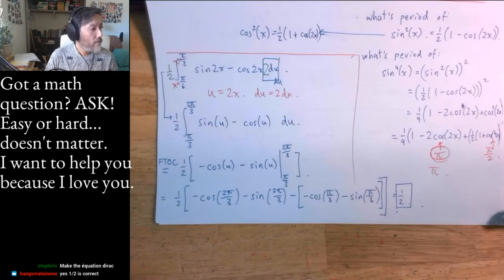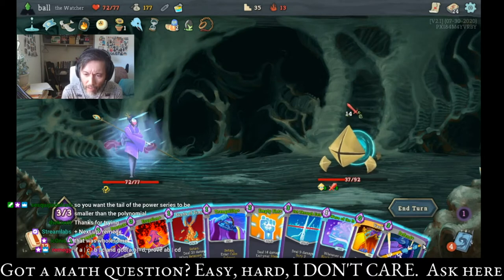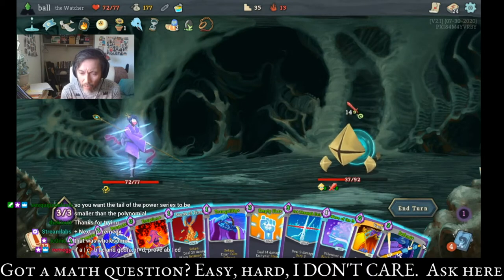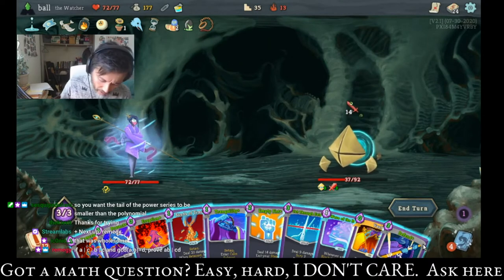Who's next? If A divides C and B divides C, and GCD of A comma B is equal to D, prove AB divides CD.